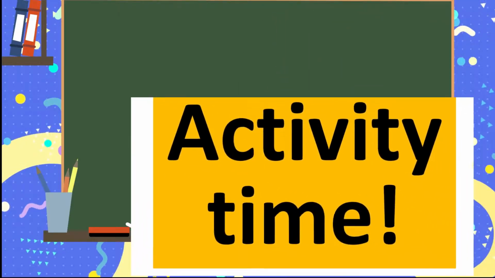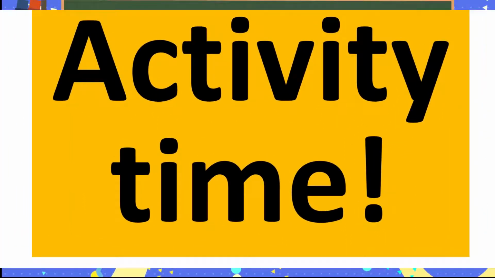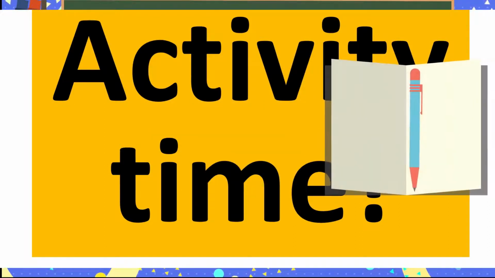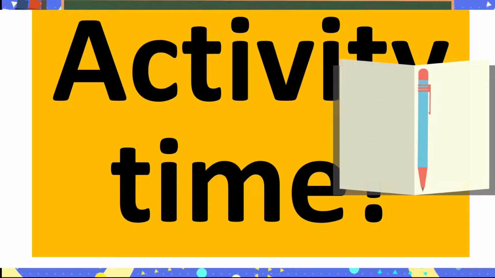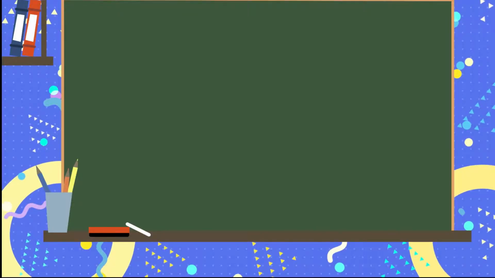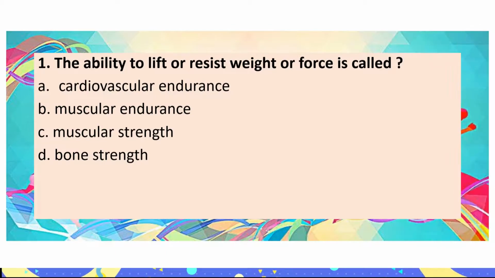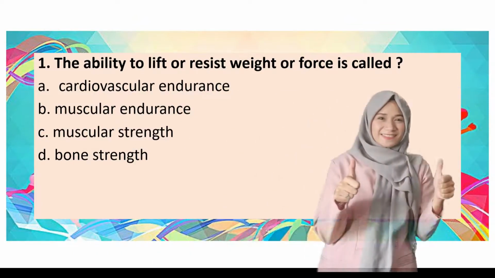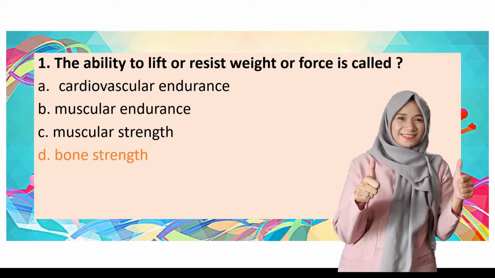It's activity time! Now we're down to the last part of this video lesson. And this time, you're going to need your pen and paper. Are you ready? Question number 1. The ability to lift or resist weight or force is called A. Cardiovascular endurance, B. Muscular endurance, C. Muscular strength, and D. Bone strength. You are right. The correct answer is muscular strength.